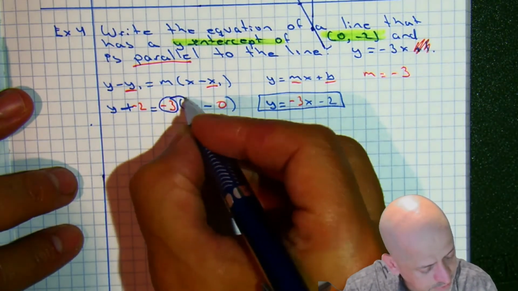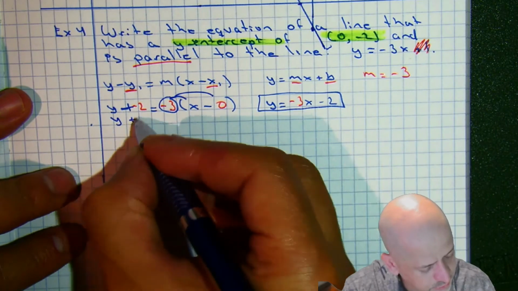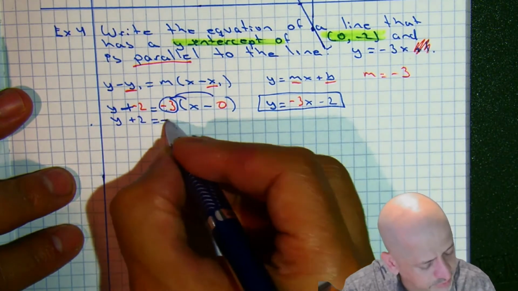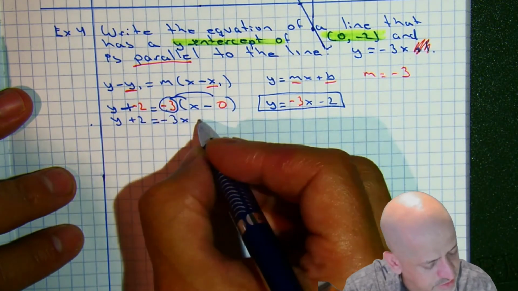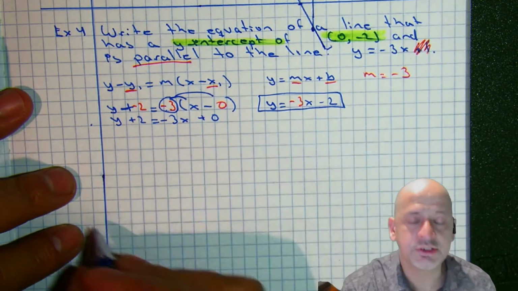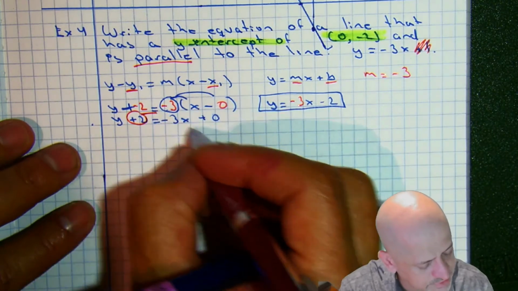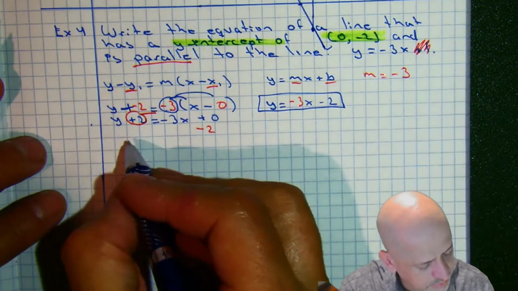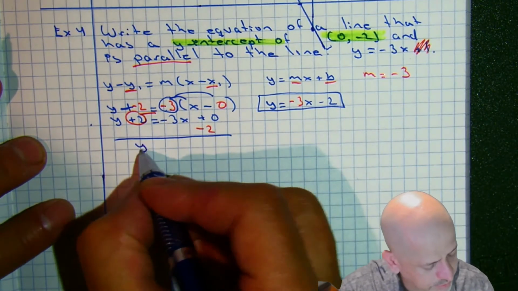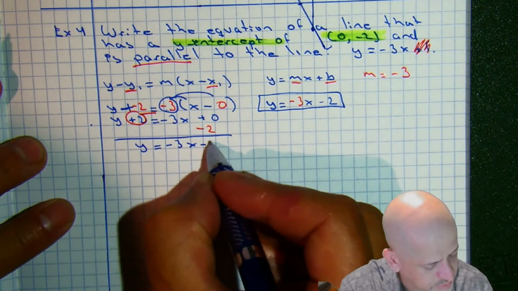Distribute the property once again. So we have y plus 2 equals -3 times x will be -3x. -3 times 0 is 0. Do I need the 0? No. Move the 2 to the right, we can say -2. And therefore, we have y equals -3x minus 2.